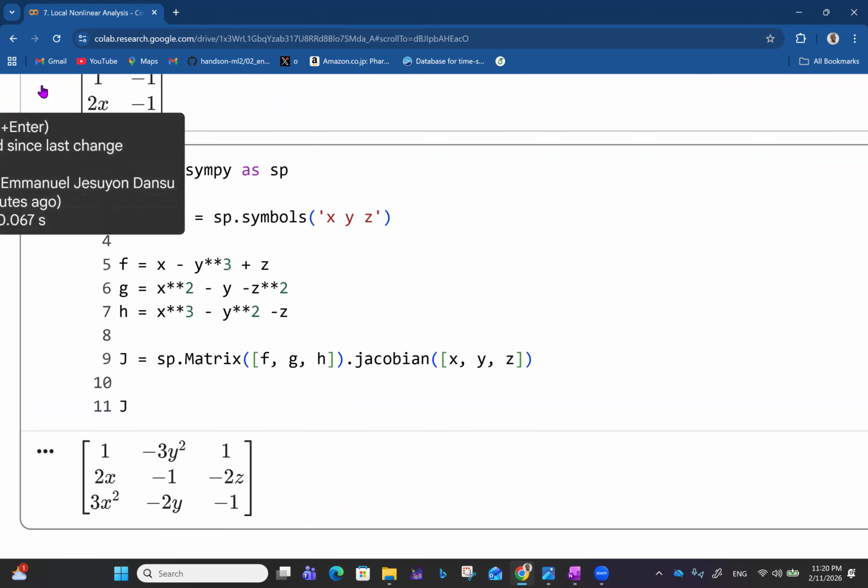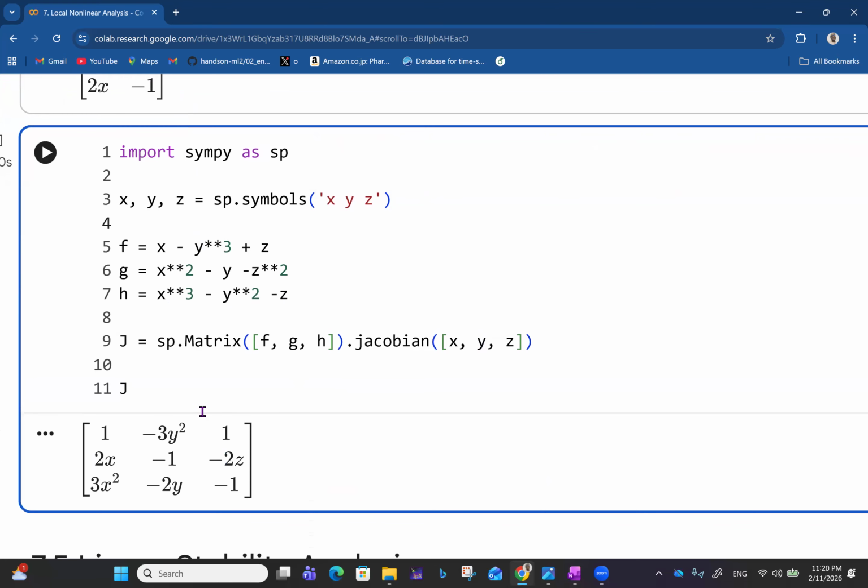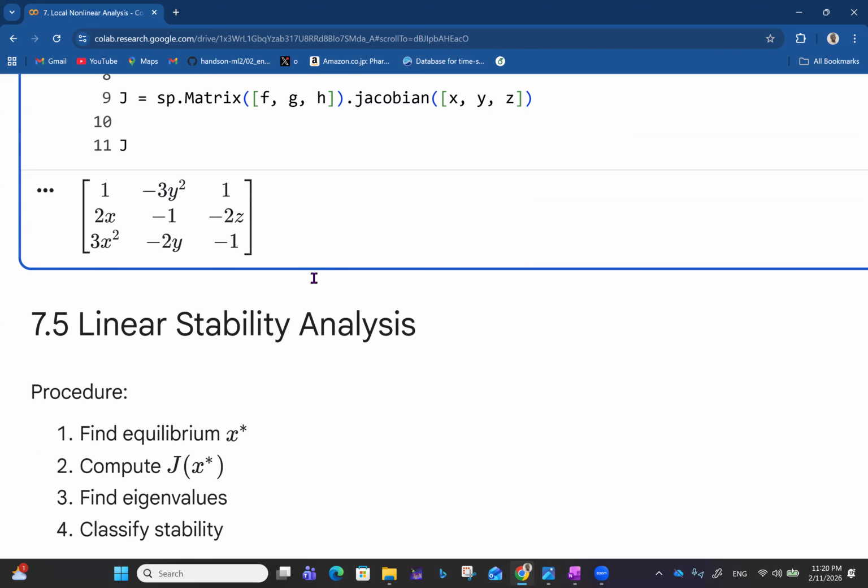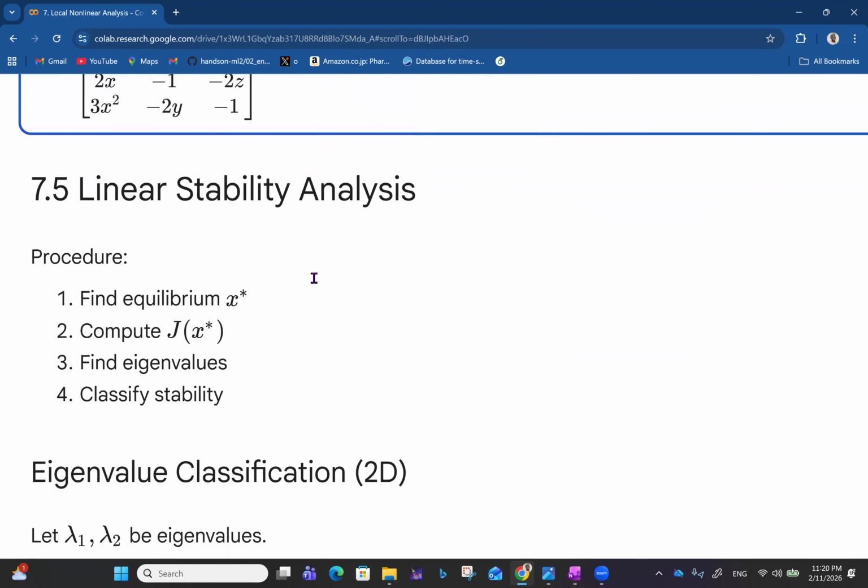Yeah, that's that. So you see the Jacobian matrix of this system f, g, h. Differentiating x with respect to x, you get 1, with respect to y, 1, 3y squared, z is 1. Then here you have 2x, this is minus 1, this is minus 2z, this is 3x squared, this is minus 2y, this is minus 1. Even when you have more complicated systems, you can easily get the Jacobian like that. Okay, so with that in place, we can go for linear stability analysis.